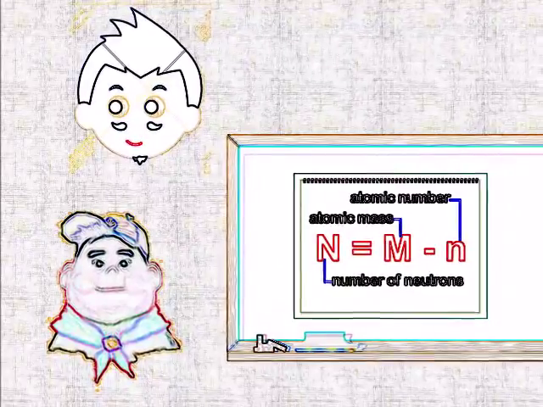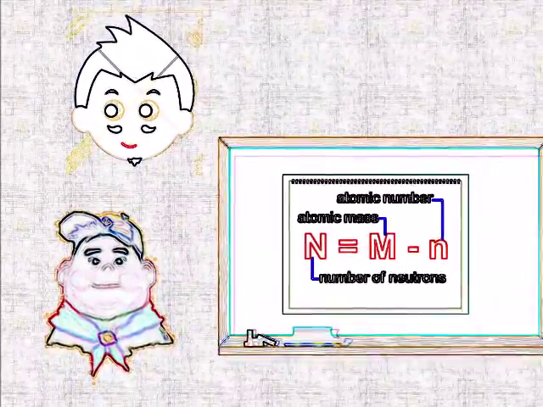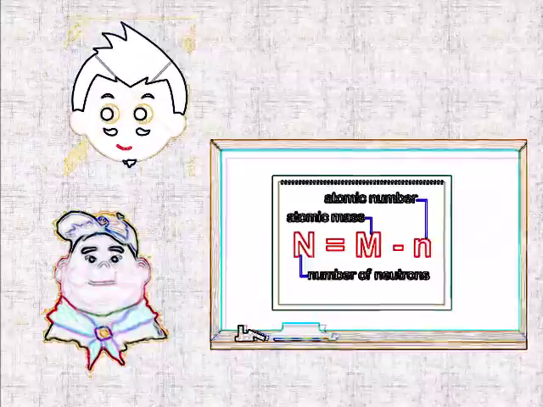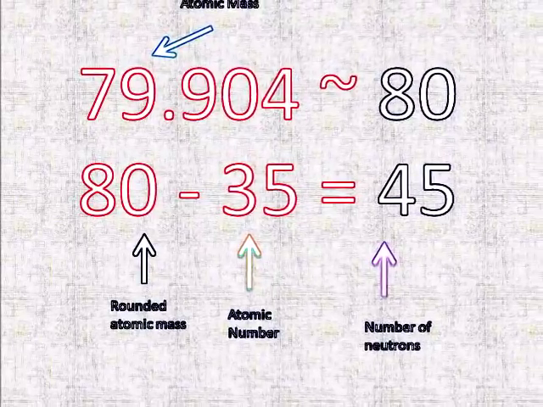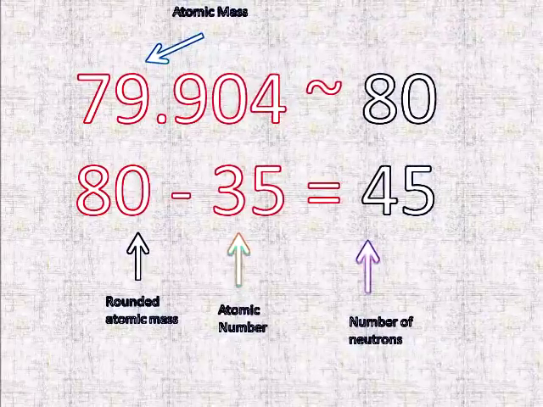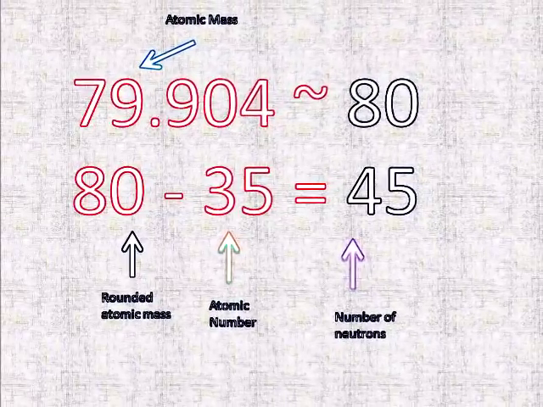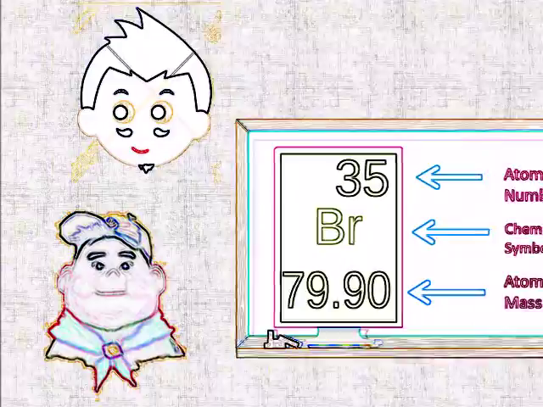"Using this number, one can find the number of neutrons in an element by rounding it to the nearest whole number and subtracting the atomic number from it. So for bromine, you would round the atomic mass up to 80 and subtract the atomic number 35 from it." "This will give you 45 neutrons, right, Dad?" "Yes, Robbie. See, you are getting better at it."